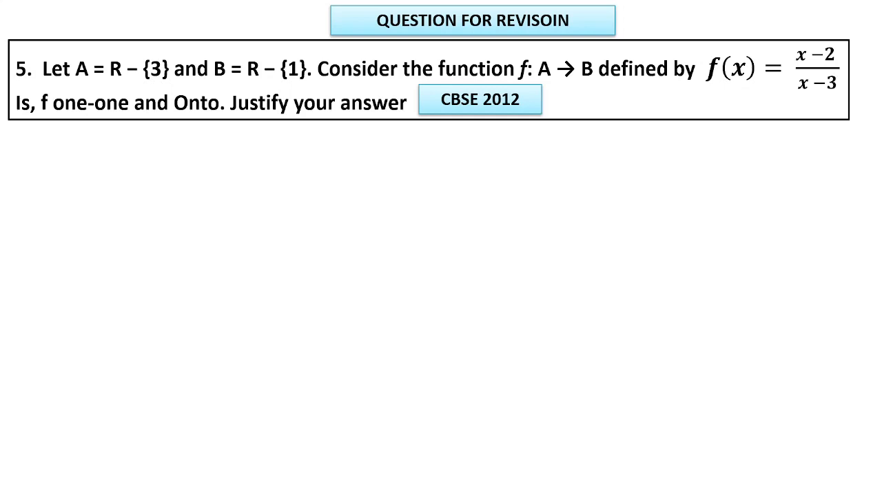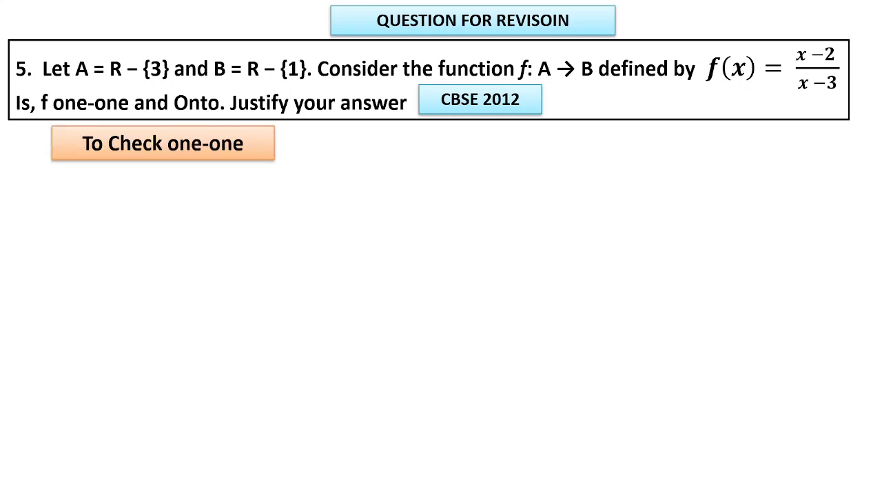Okay, well, let us go to question number 5, which is from the CBSE 2012 question paper. Here, be careful. A is R minus 3, which means it is real numbers except 3, and B is real numbers except 1. You have been given a function f of x is equal to (x minus 2) upon (x minus 3). You have to check whether it is one-one or not, and justify your answer.